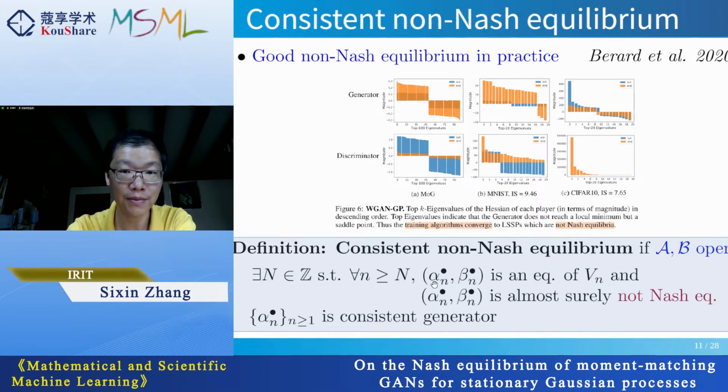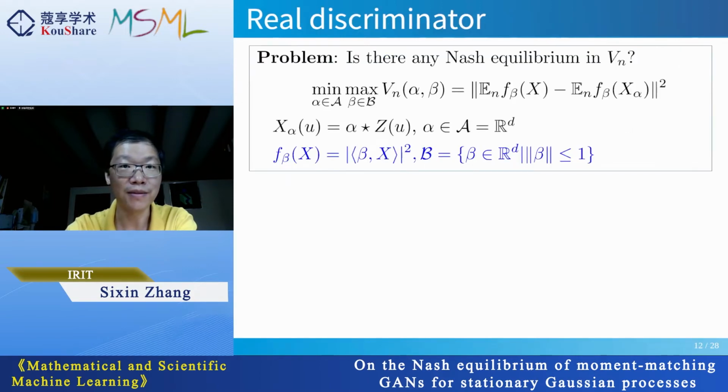Here it is a bit more subtle to define what a non-Nash equilibrium is. It is an equilibrium, but it is not Nash, and the rest is the same. So let me not go into too much detail about this, and just show you the three cases that I have talked about. The first one is the real discriminator. By considering whether there is any Nash equilibrium in this GAN Vn, looking at the two sides, alpha is the generator, and beta is the discriminator.